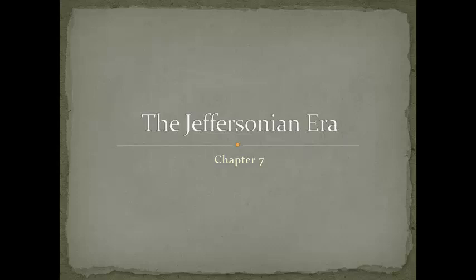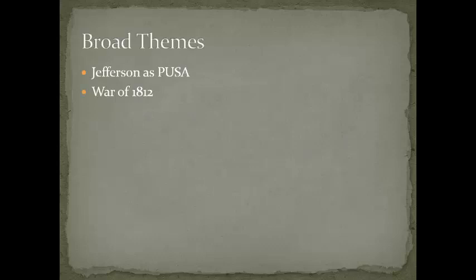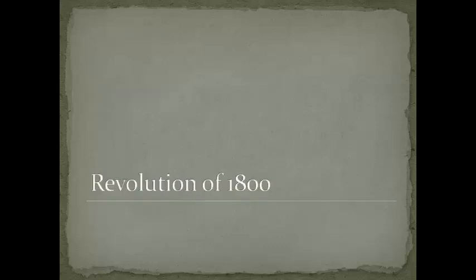So in this chapter, we're going to look at Jefferson as president. In fact, that's our first major theme. We'll talk about Jefferson as president, and then we will follow that up with the second major engagement between the United States and Great Britain, and that is the War of 1812. So let's start off with this so-called Revolution of 1800.